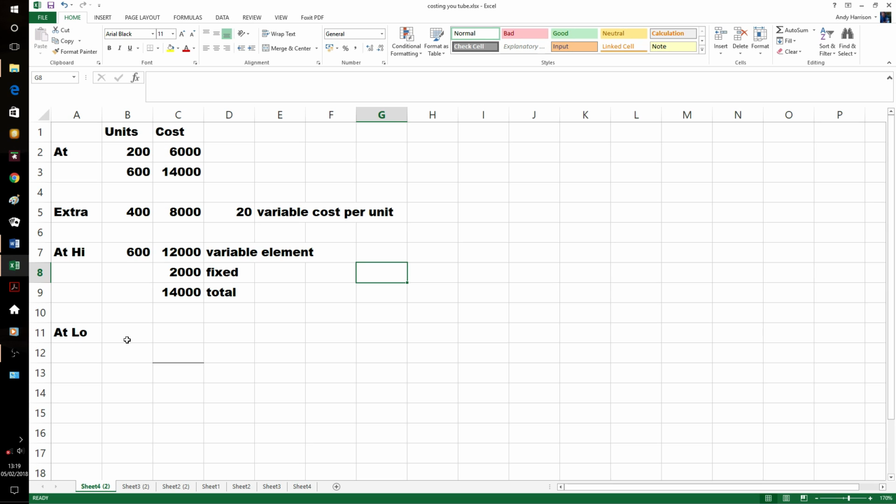So if we go and check it at the low level, so that's our low level of output, so 200 units. We know that if we do 200 times 20, we get our variable. If we put in our fixed, when we add them up, we've got back to our £6,000, so that's the number that was up here, our total cost, which means we've checked our sums and we know that we've split the semi-variable up correctly.